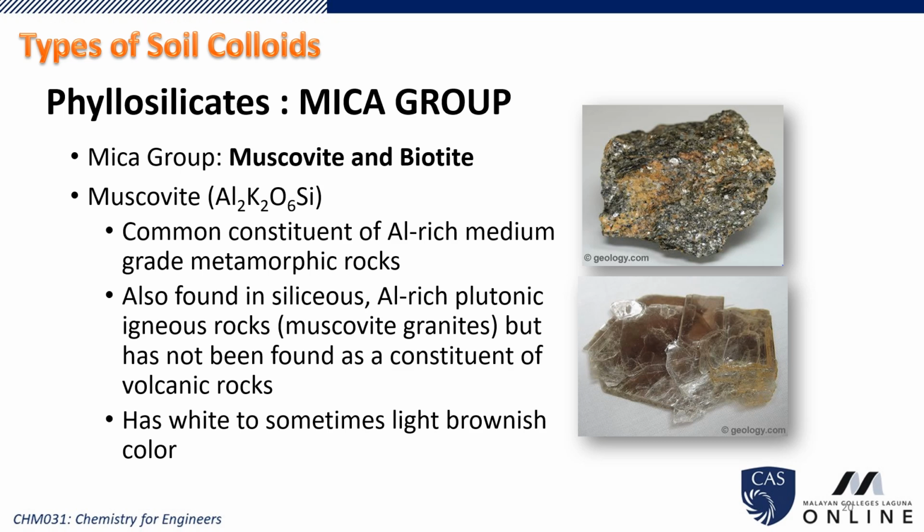We also have the mica group under phyllosilicates. Under this, we have muscovite and biotite. Muscovite is a common constituent of aluminum-rich medium-grade metamorphic rocks. Muscovite can also be found in siliceous, aluminum-rich plutonic igneous rocks such as muscovite granites, but has not been found as a constituent of volcanic rocks. Muscovite has a white to sometimes light brownish color.